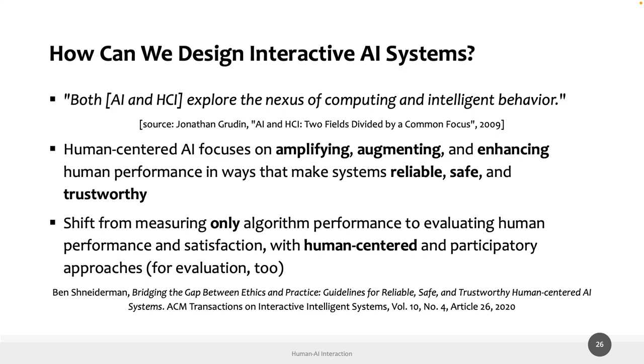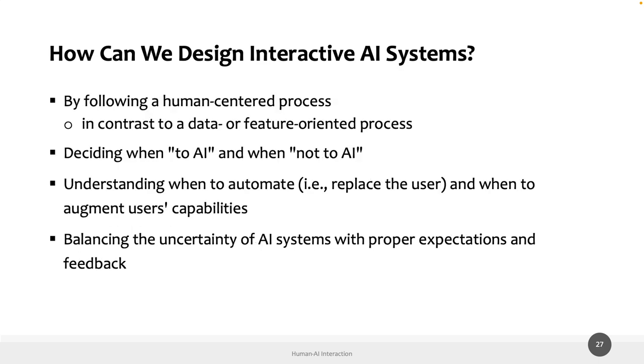These researchers clearly don't want to eliminate AI and what we have already achieved with scientific progress, obviously. It's rather a shift in perspective from measuring algorithm performance only to considering humans in the loop. And the exercise was an example of this kind of human-centered process. So we use performance metrics, but the focus is always on the user. Following a human-centered process means starting from the people that will use the system and not from data and feature-oriented processes.